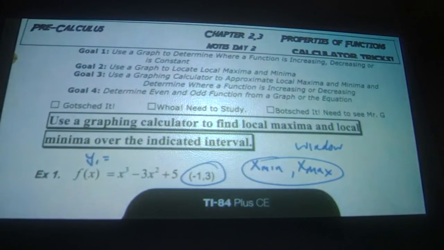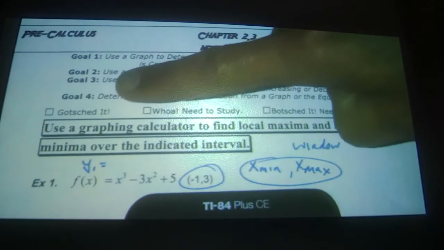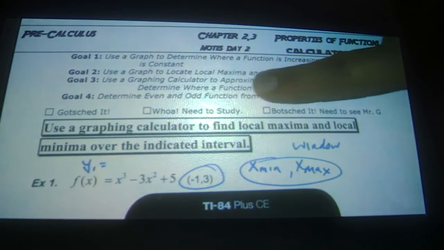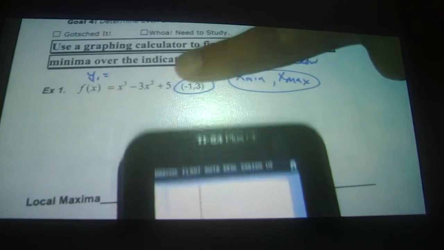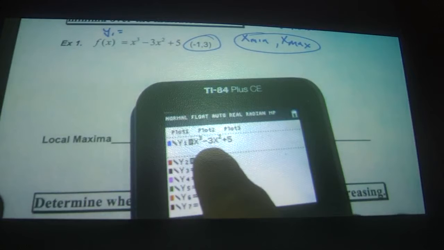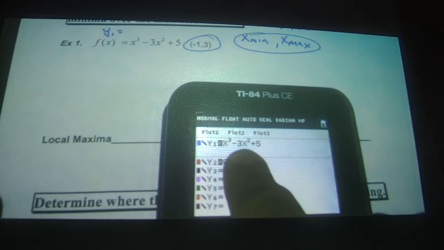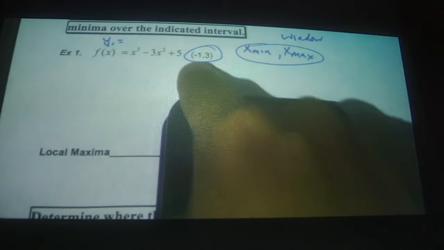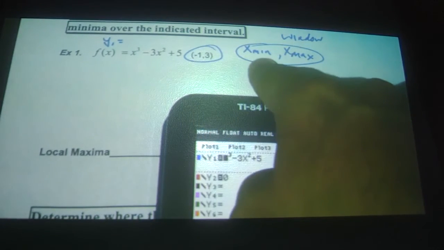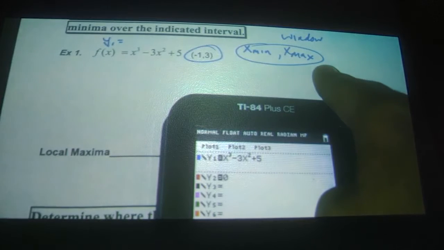All right. So those people that are just joining us, we're doing chapter 2.3. We're looking at goal number 3, using a graphing calculator to approximate maxes and mins, and then we're looking at increasing and decreasing. We just went to y equals. We went to y1 and we graphed x cubed minus 3x squared plus 5. So we just graphed this guy. They gave us an interval from -1 to 3. That's my x min and that's my x max.